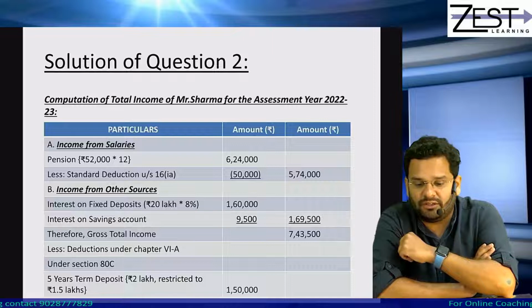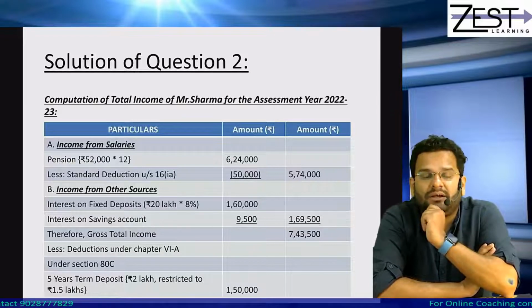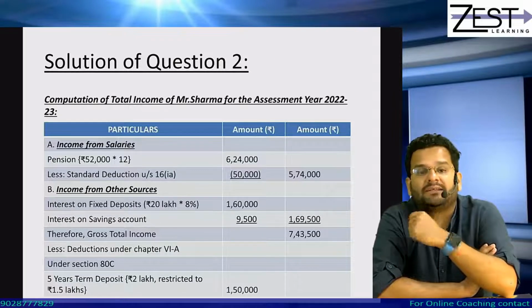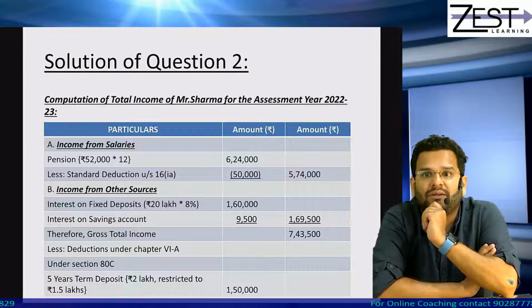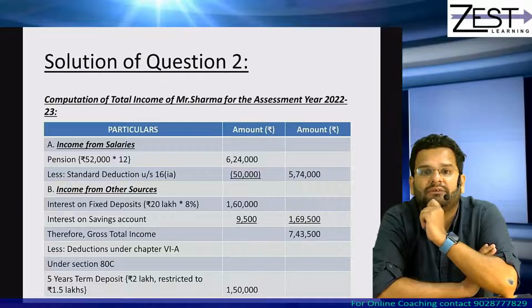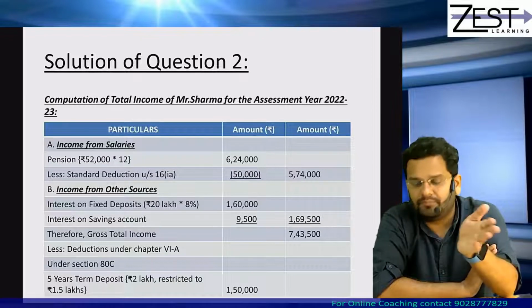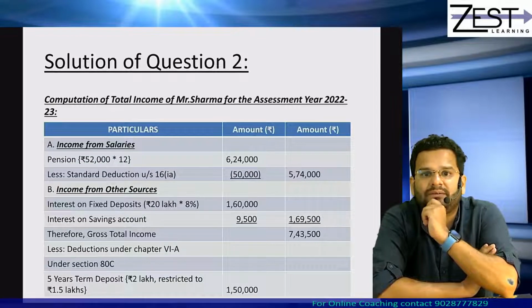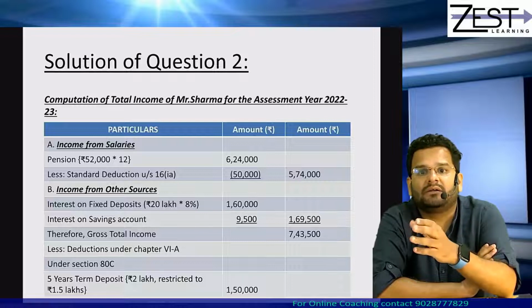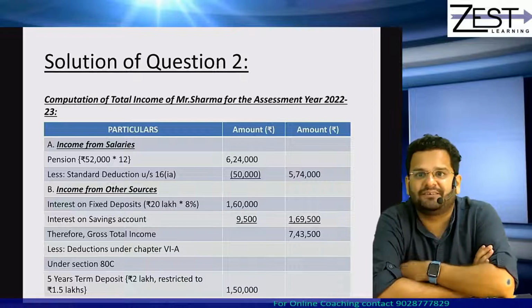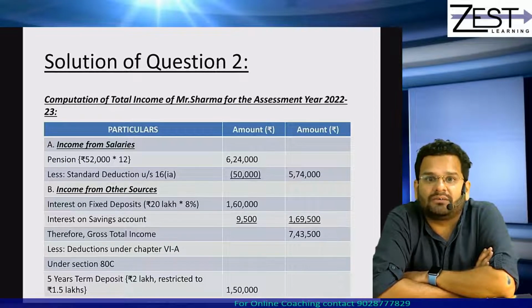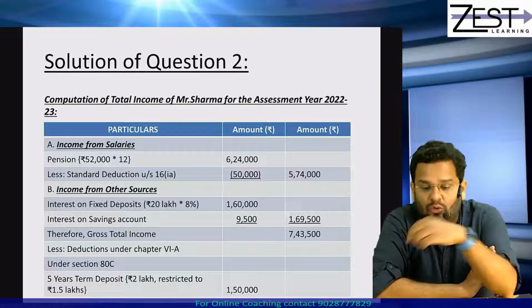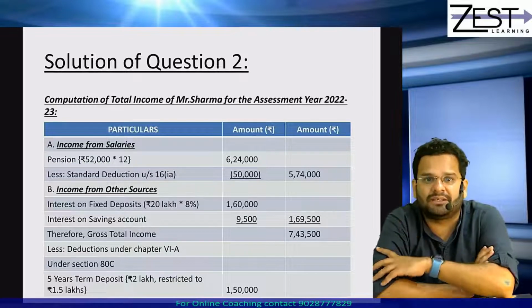Interest on FD, 20 लाख की एफडी इंटू 8%, 1,60,000. Interest on savings bank given, 9,500. Total 1,69,500. Now you will get gross total income. Check whether it is 7,43,500. Very good. Now go for deductions of chapter 6A.